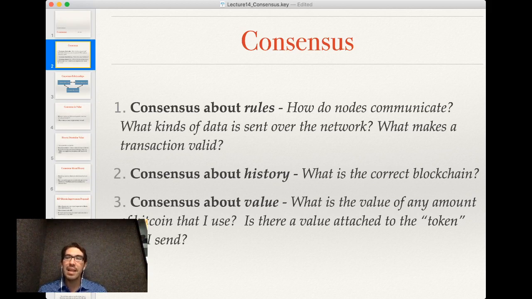And finally, consensus about value. What is the value of these tokens, or the cryptocurrency that you're using? Is there some sort of value attached to that? And if so, how is it determined? How do you decide that if I give you one Bitcoin, it's worth $9,500, or if it's worth $1, or if it's worth nothing?